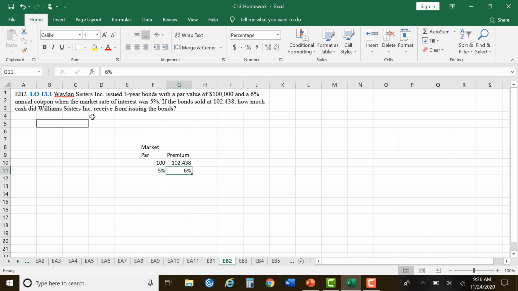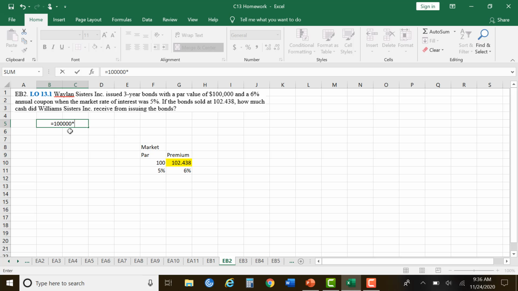How much cash did the Williams sisters receive from issuing the bonds? Well, we take this and we multiply it by that $100,000. Remember, we have to convert it to a decimal because it's stated in terms of percentages. So we're going to take 100,000 and multiply it by 1.02438. So they would have received $102,438 for this bond issuance.